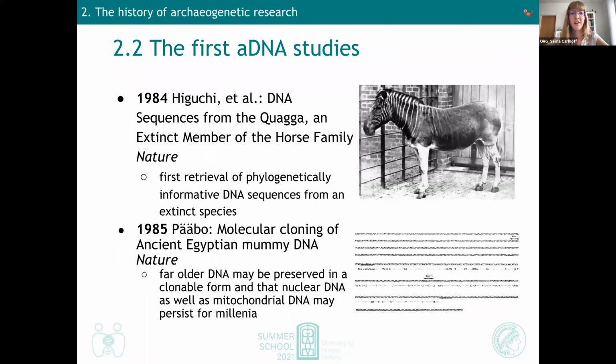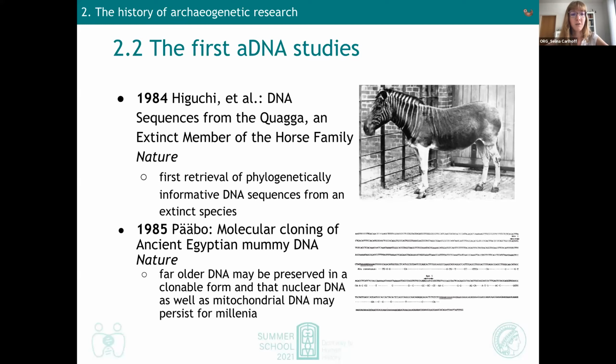But ancient DNA studies remained really quite challenging. It was not until 1984 that the first DNA sequence from an extinct species was extracted and could actually be used to place the quagga, which went extinct in around 1883 but is preserved in museum specimens. The quagga could be placed within the horse family, and you can see a quagga in the picture on the right.